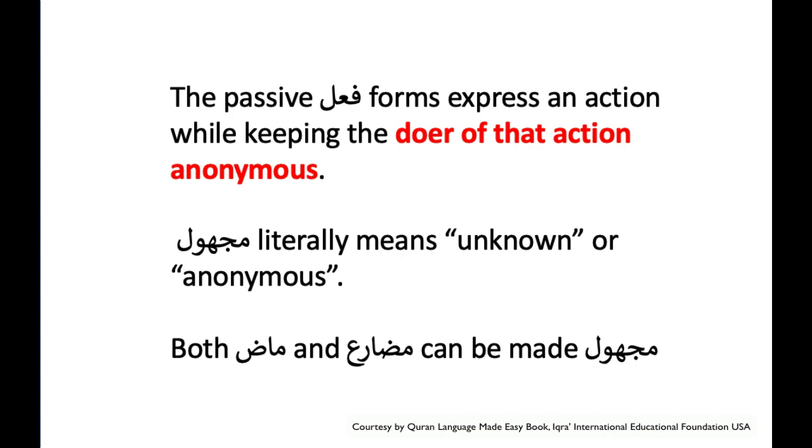The passive verb in Arabic or fi'l majhul is a fi'l form that is used to express the occurrence of an action while keeping the doer of the action anonymous. In Arabic, majhul literally means unknown or anonymous. Both past tense and present tense can be made majhul form.